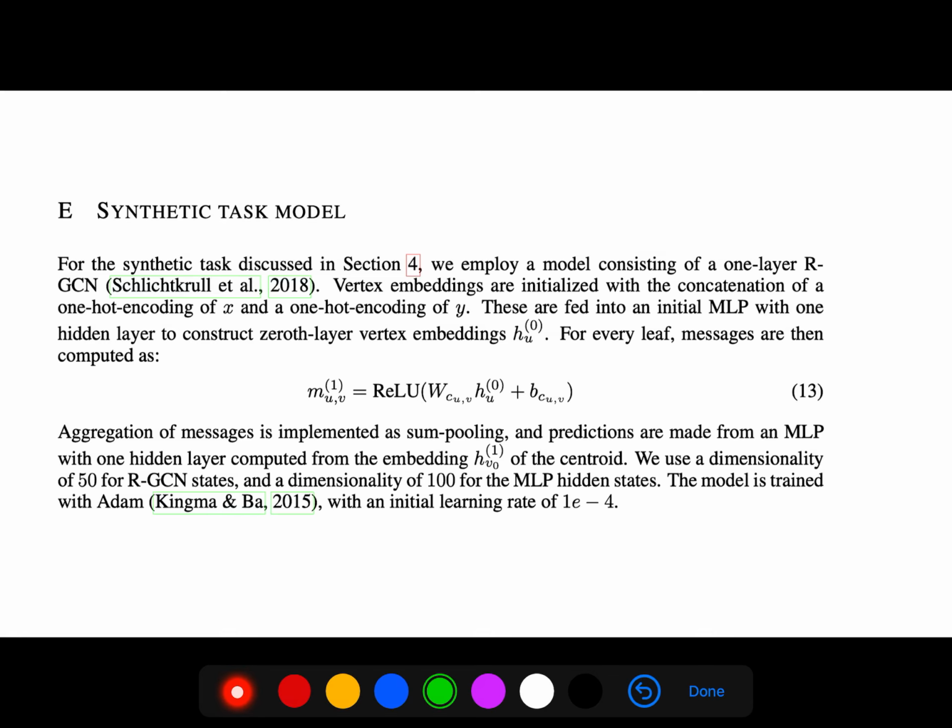For the synthetic task, we employ a model consisting of one layer RGCN. This is relational GCN because sometimes there is a relation between two nodes. Why not encode that? So instead of GCN, we use RGCN. And of course, all of these RGCN and graph attention networks add complexity. They take more time than simple GCN, but they are more accurate. So there is a trade-off between accuracy and time complexity.